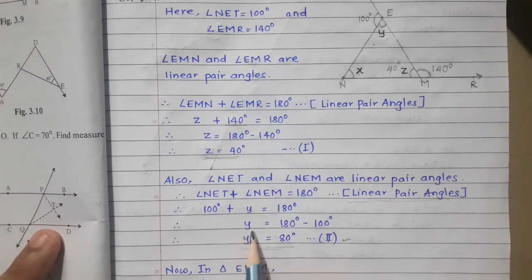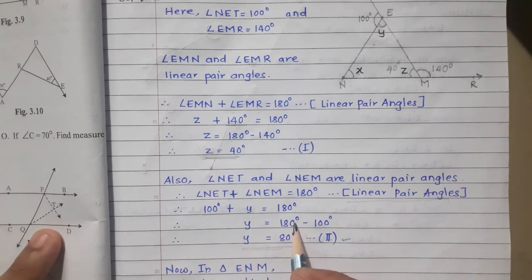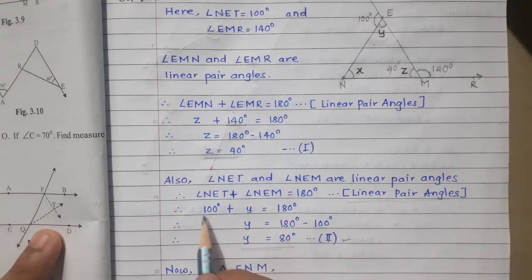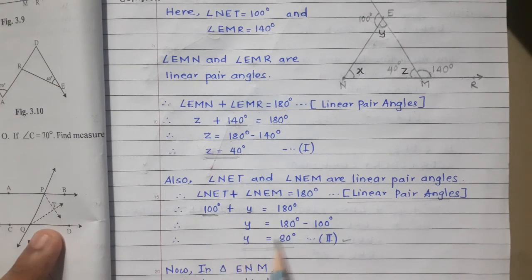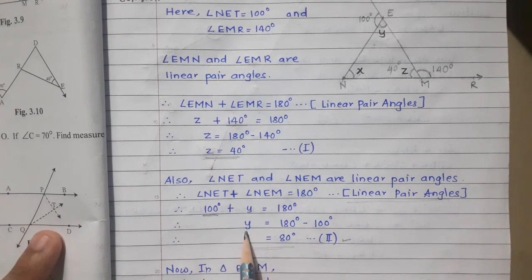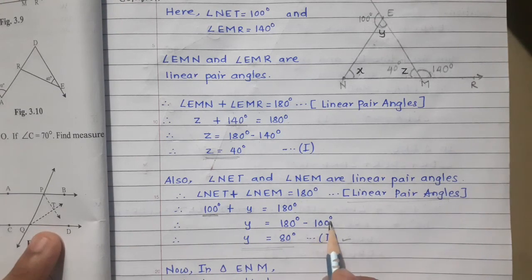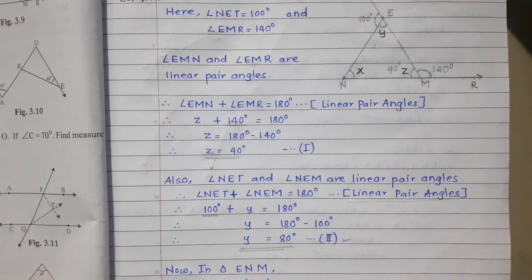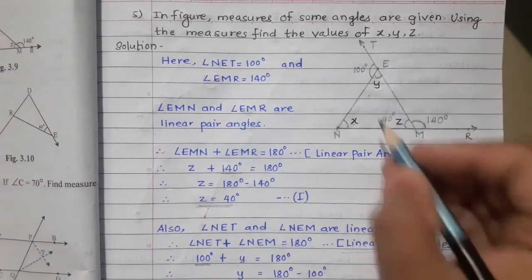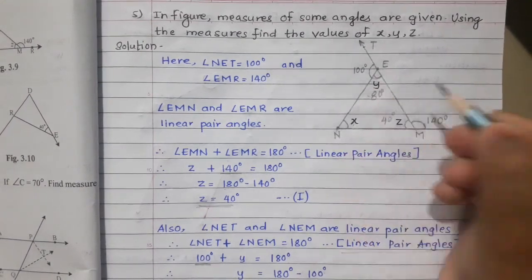Next step, Y is equal to 180 degrees minus 100 degrees. 100 degrees is positive on the left hand side. When it goes to the right hand side, it becomes negative. Then we have Y is equal to 180 degrees minus 100 degrees. 180 minus 100 is 80. Therefore, Y is equal to 80 degrees. Give it as equation number 2. Now we have Y is equal to 80 degrees.